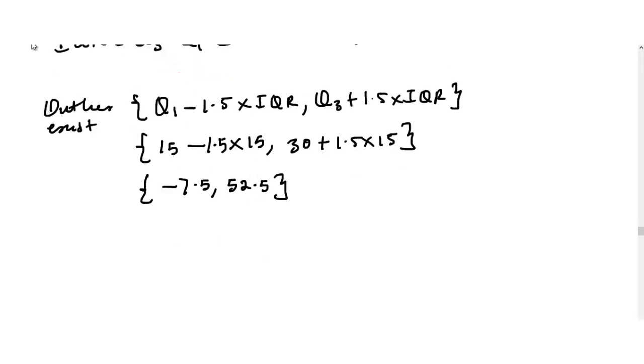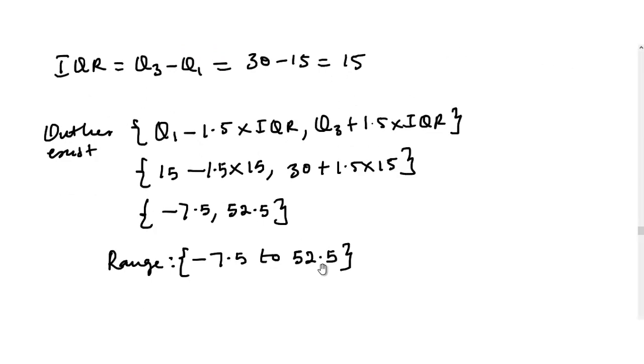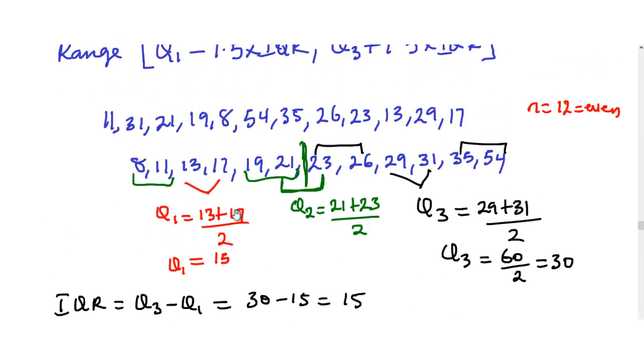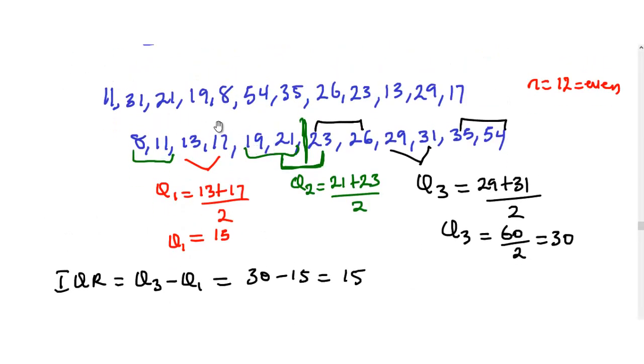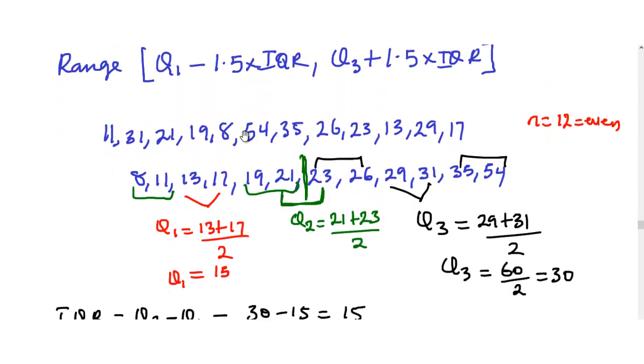Okay, so now this is the range we are talking about. Let me put it here. So we can say that the range we are considering is from minus 7.5 to 52.5. So any number that falls into this range is still active. But any number that does not fall into this range is said to be an outlier. So let's go back to the data set. The maximum number we have here is 52.5. Do you have any number that is above 52.5 from this data set here?